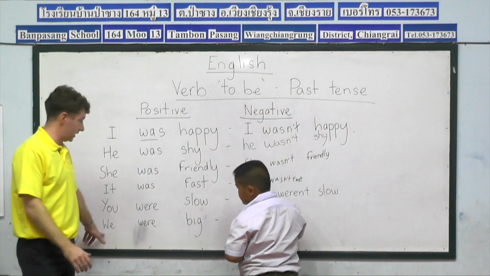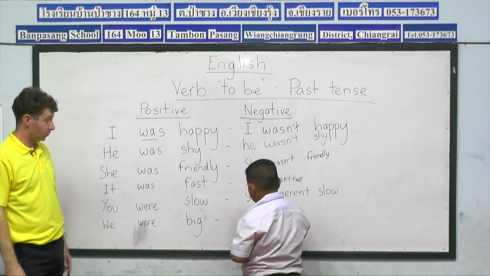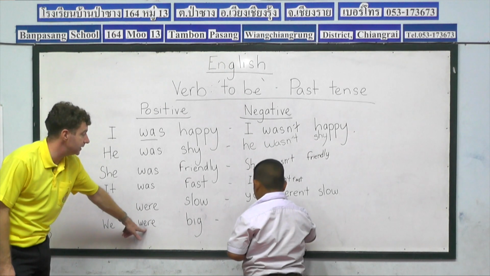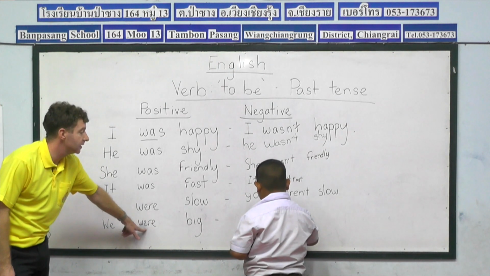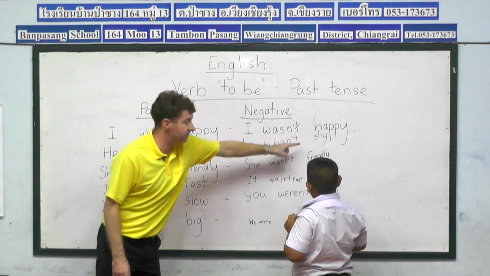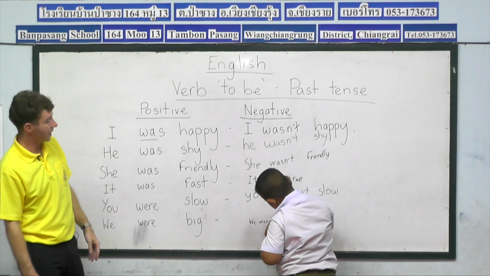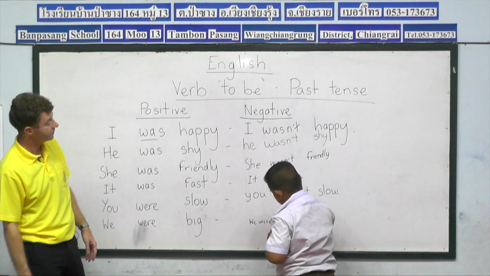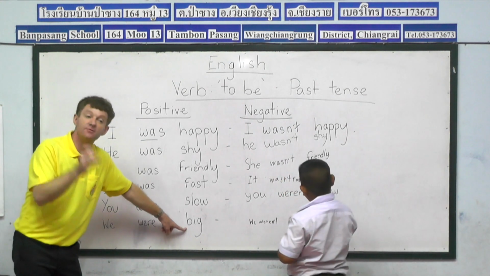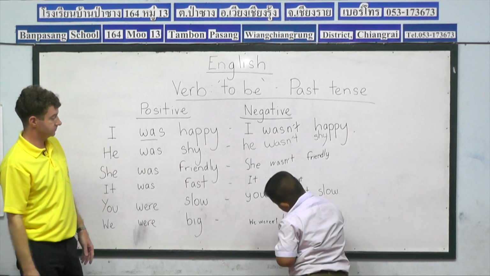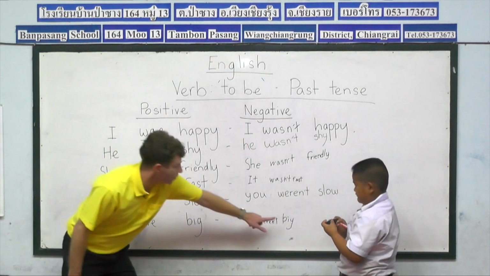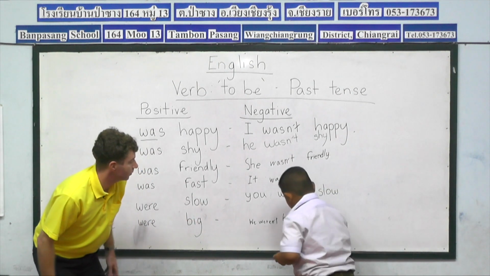So we start with we. W-E, well done. And then were, W-E-R-E. And then, to turn it into the negative, N apostrophe T. N apostrophe T. And then our adjective, big, B-I-G. Not B-I-Y, B-I-G. B-I-G with the tail on the top.